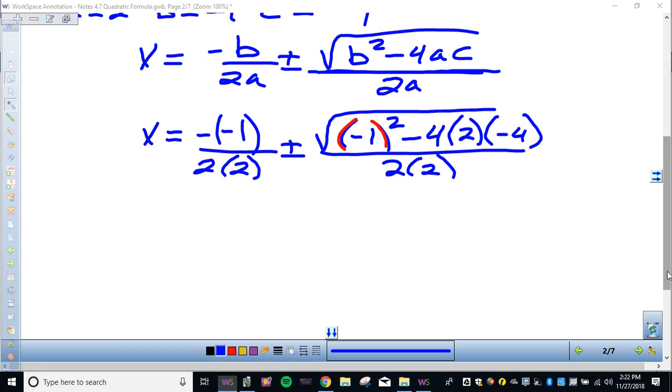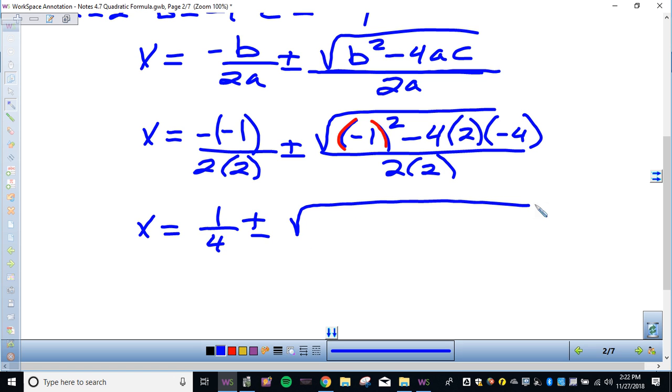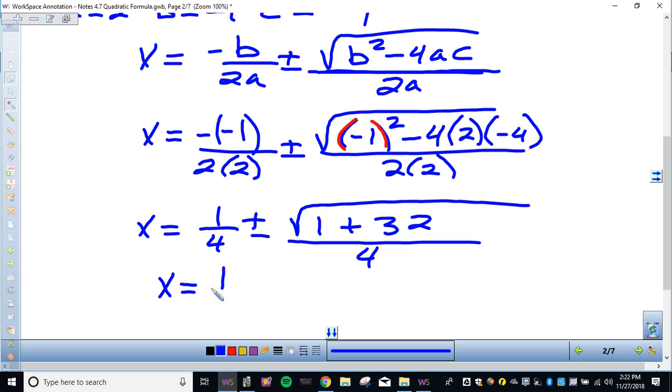So we're just going to simplify what's here. So you get x equals 1/4 plus or minus. Underneath the radical, I would just put that entire thing in my calculator without the square root to make sure I don't screw that up. But I've done it 3 times today, so I know I'm not going to screw it up. So negative 4 times 2 times negative 4 is positive 32. And then you just add what's underneath the radical here, 1 plus 32, and x equals 1/4 plus or minus square root of 33 over 4.